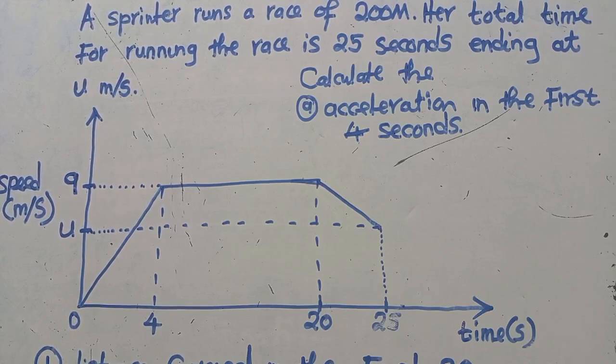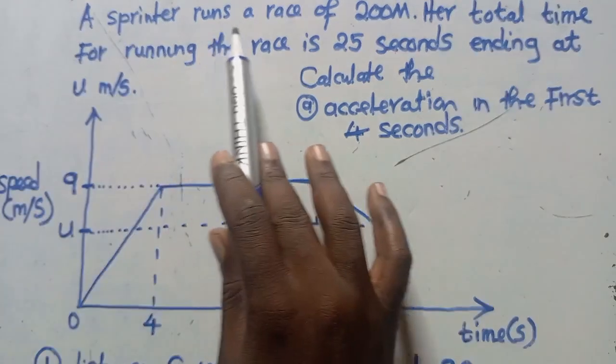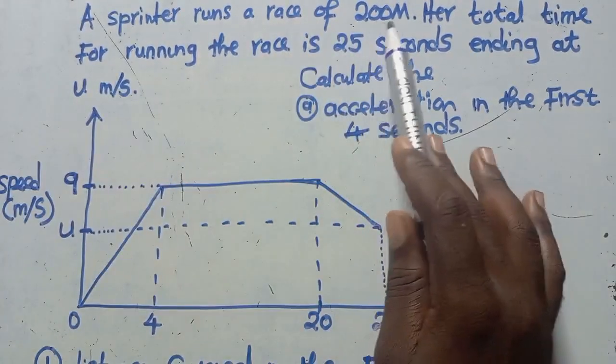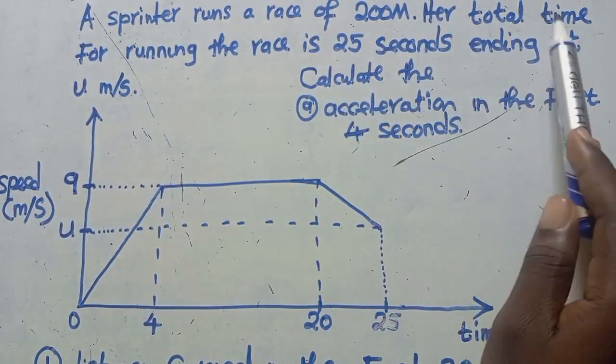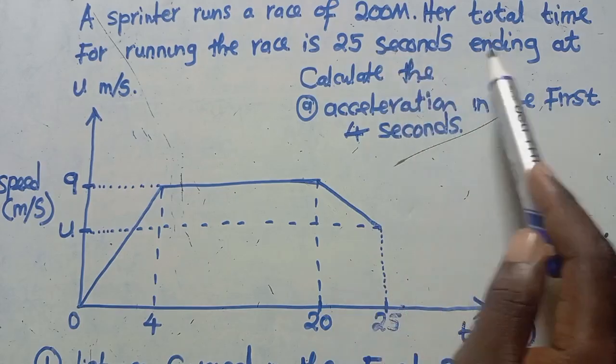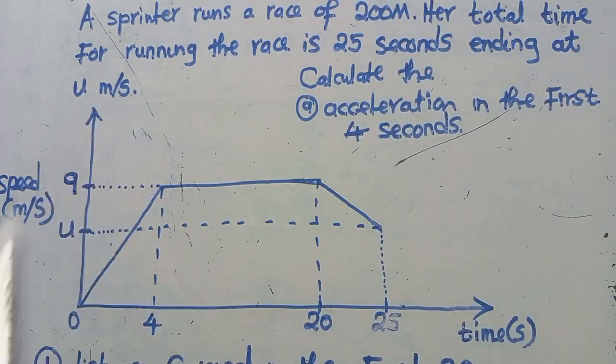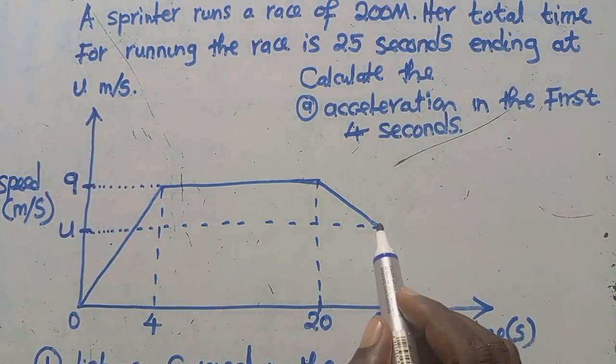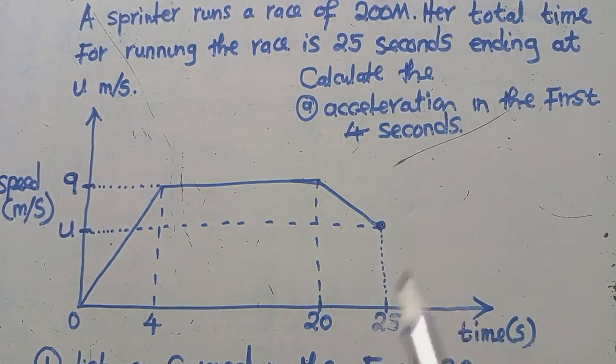The question is saying, a sprinter runs a race of 200 meters. The time for running the race is 25 seconds, ending at U meters per second. The person had to end at this speed. Then we are given the first question, which is always simple.